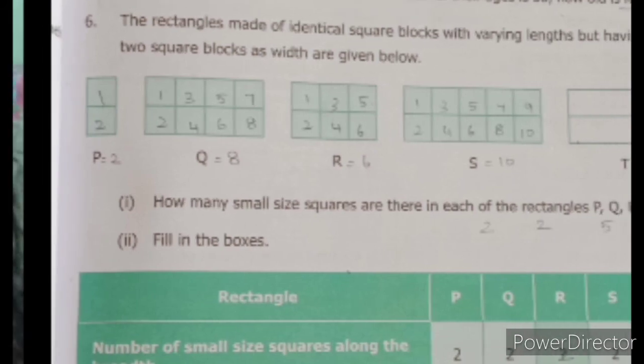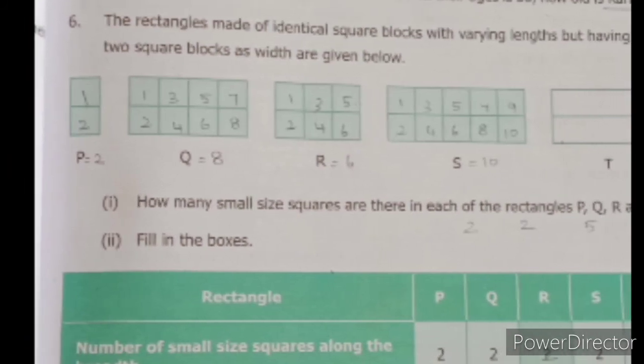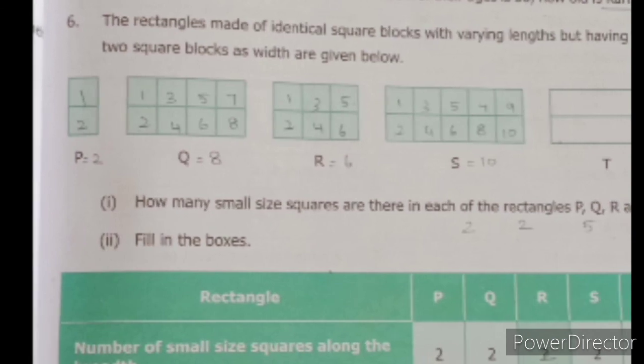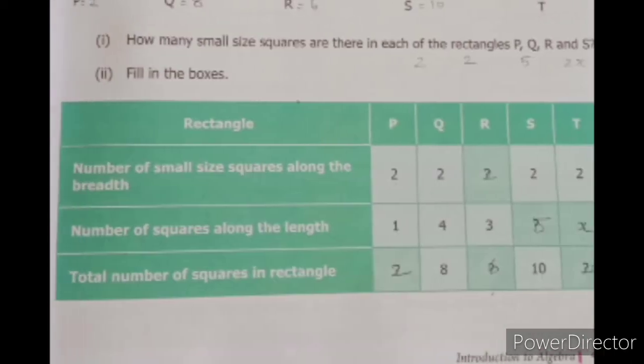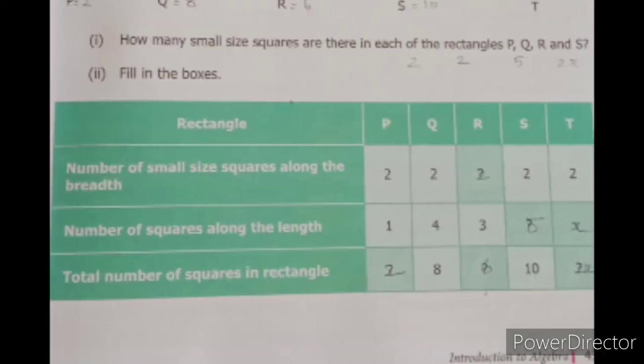See the P box. One rectangular shape is given, so one line has been drawn. So how many square blocks are there? It is 2. See the Q box, 1, 2, 3, 4, 5, 6, 7 and 8. See the R, it is 6. See S, it is 10. What about T? No, because there is no square box given. So you have to pick that and write it in this tabular column given. Now we'll go with the fifth sum which is worked.